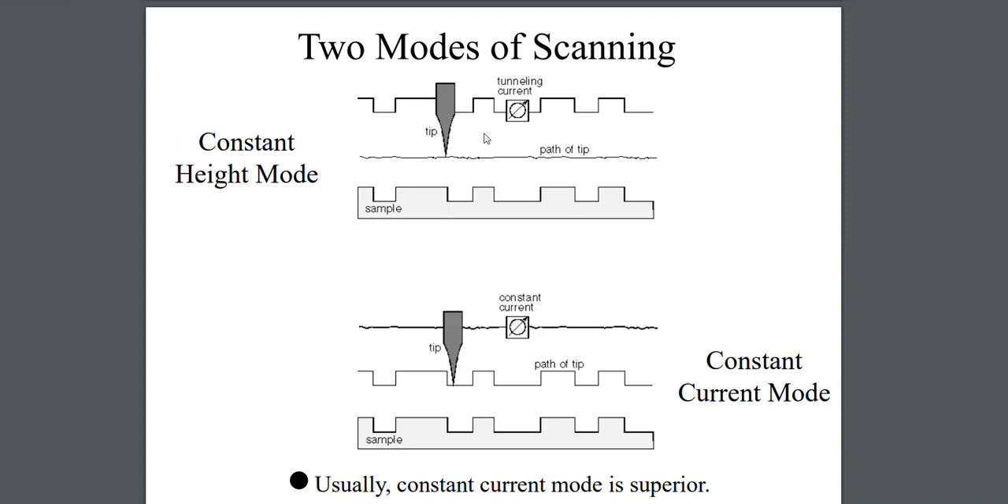The first mode of scanning is the constant height mode, in which the changes of the tunneling current are mapped directly. Next is the constant current mode. The voltage that controls the height of the tip is recorded, while the tunneling current is kept at a predetermined level.